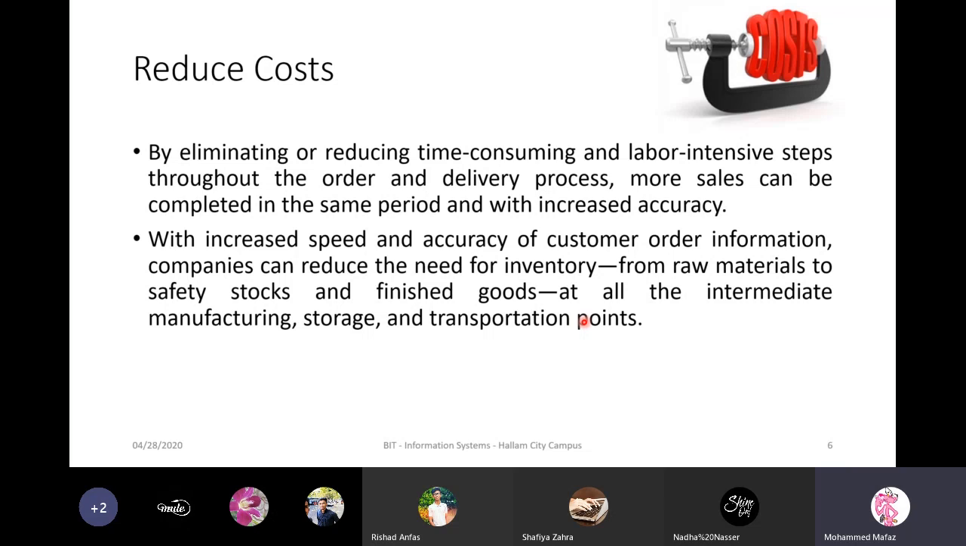இப்போ இப்படியான அந்த இன்டர்மீடியட் காஸ்ட்ஸ் இல்லாட்டி வேர் ஹவுசிங் விஷயங்கள் எல்லாம் நாங்கள் குறைக்கலாம் if we have a proper e-commerce platform where it can increase the speed and accuracy of the order information.